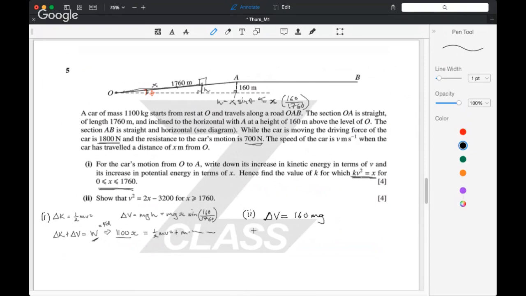We have the same amount of work done. It's 1,100x, because x includes all the way up here. So now x is this whole distance, but it's still the length of the distance along which the force has been exerted. So that's still the net work done, equal to the kinetic energy. So it's going to be 550 v squared plus this change in potential energy. And if you manipulate this very lightly, you will get this equation.